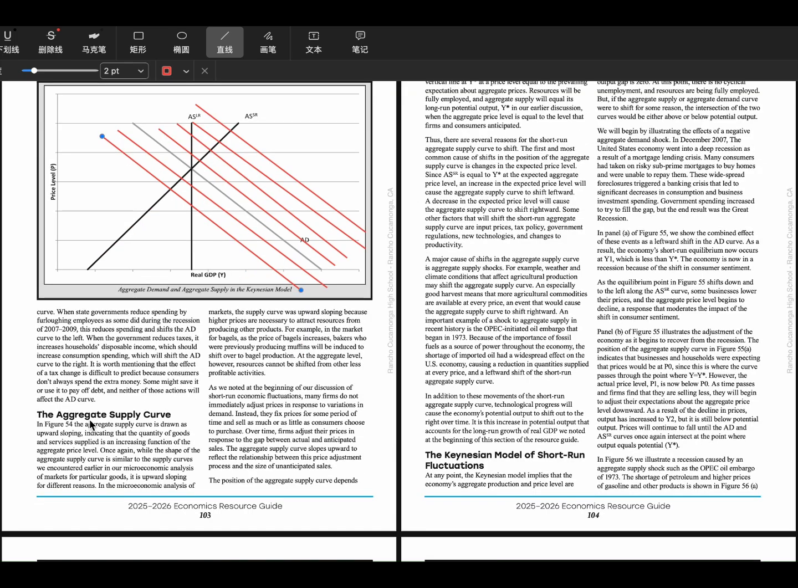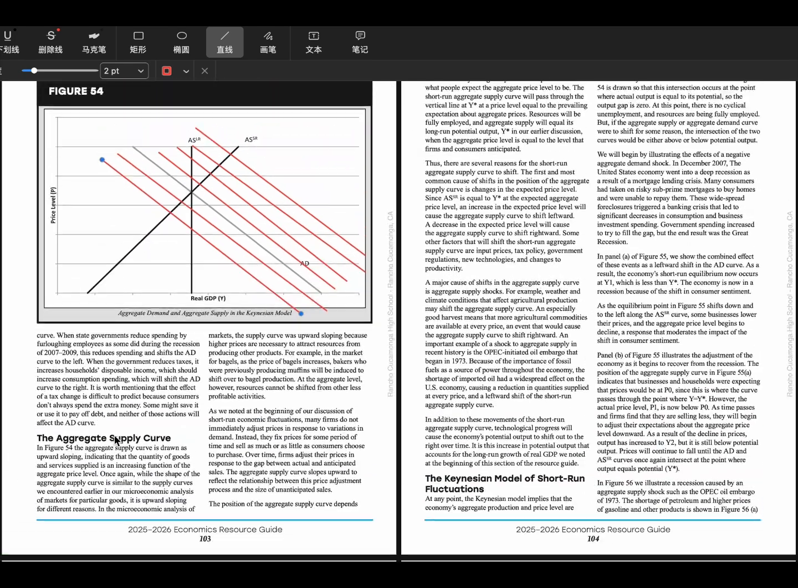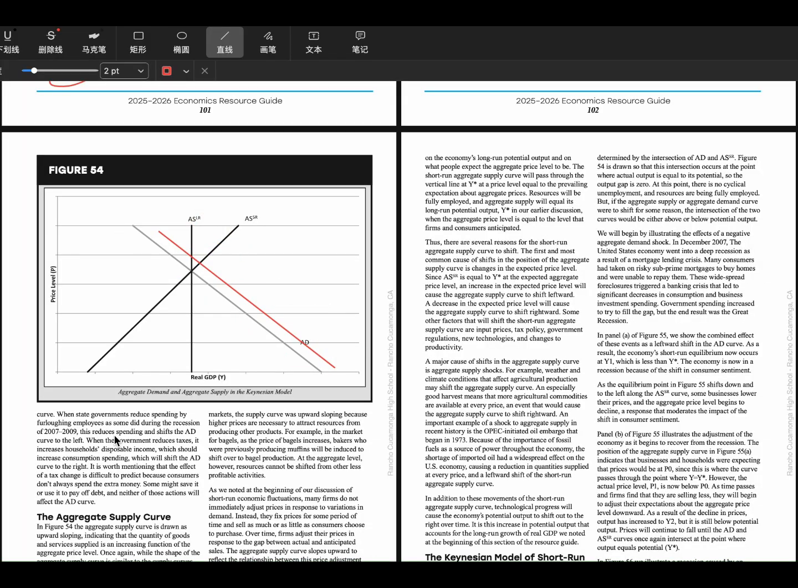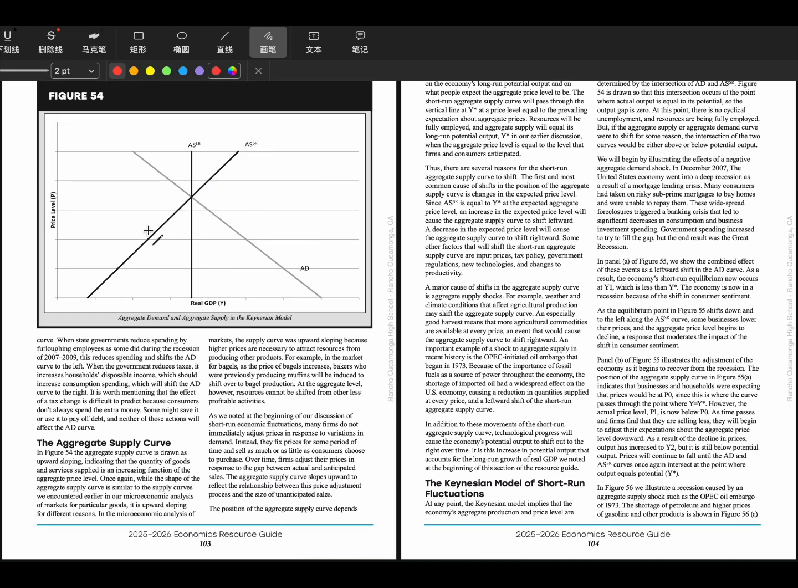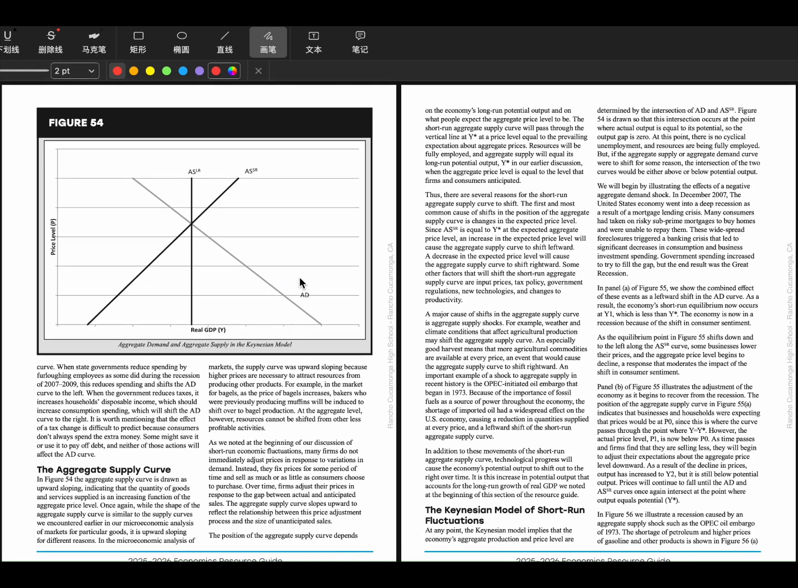Now let's talk about the aggregate supply curve. This figure also illustrates an aggregate supply curve, and we can see that it is positively sloped. And as mentioned before, why is it positively sloped? Well, first of all, because it's obviously short run. But another reason is that it has sticky input prices. Sticky prices.